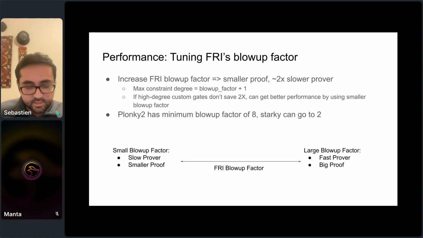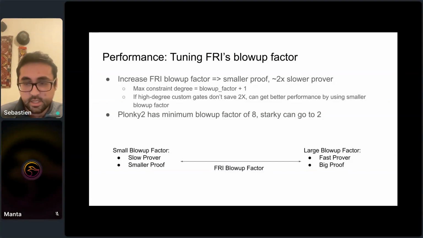Now, an interesting thing that Plonky2 offers from a performance perspective is the ability to tune the FRI polynomial commitment. And what that means is that it gives us a sort of knob that we call the blow-up factor. If we increase it, we get a 2 times slower prover, but we also get smaller proofs. And the opposite is true too. If we decrease it, we get a 2 times faster prover, but a bigger proof.